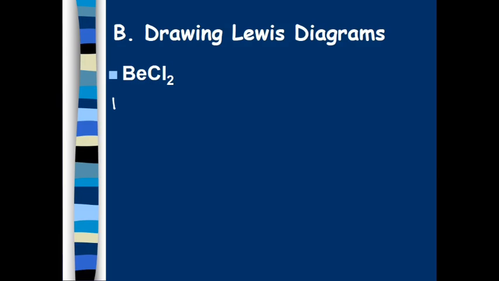There is 1 beryllium atom. Beryllium is in group 2, so it has 2 valence electrons. There are 2 chlorine atoms. Chlorine's in group 17, so there are 7 valence electrons. Multiply all of that, add it up. I have to find a home for 16 electrons, and you would show that math.